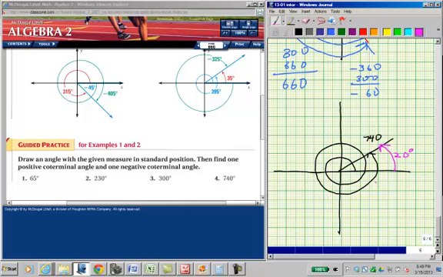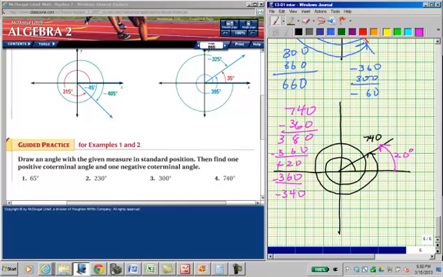Now, 720 goes around twice. So 740 goes around. If we subtract 360, we're going to get 380. And if we subtract another 360, that's going to leave 20. So we'd subtract another 360, and that'll leave negative 340. Okay, and then that'll do it for us.